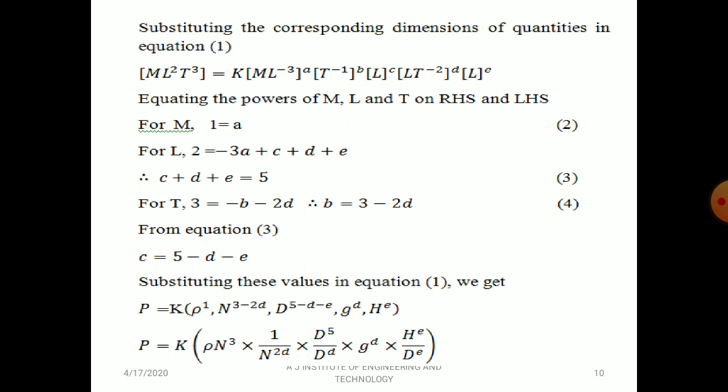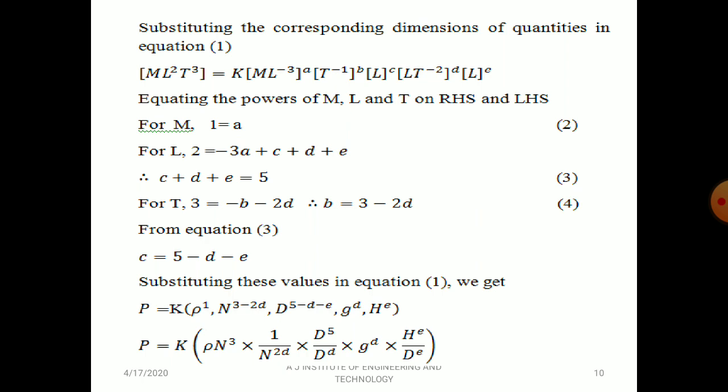Now what is the elimination method? Expressing the 3 parameters in terms of the remaining 2 parameters is called elimination. Here we are expressing b and c in terms of d and e. So we can eliminate 2 parameters by using the elimination concept. Now substituting these values in equation 1 we get p equal to k into rho to the power 1, as the value of a is 1, into n to the power 3 minus 2d because the value of b is 3 minus 2d, into d to the power 5 minus d minus e because the value of c is 5 minus d minus e, into g to the power d, h to the power e as it is.